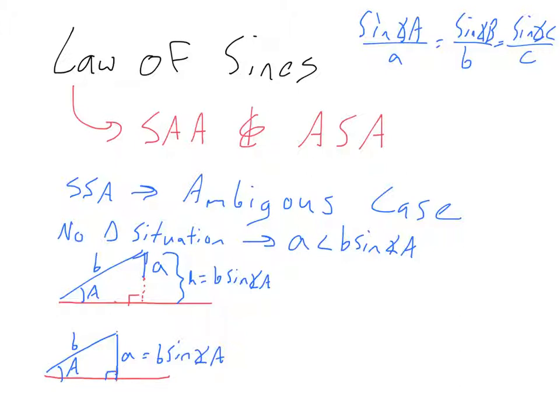Then, if that's the case, we can make one, and it's always a right triangle, right? So, if the side across from the angle is exactly equal to B sine A, then we can make a single right triangle out of that situation. All right, so you can have no triangle, one right triangle, and then the last situation is, of course, if they're bigger.